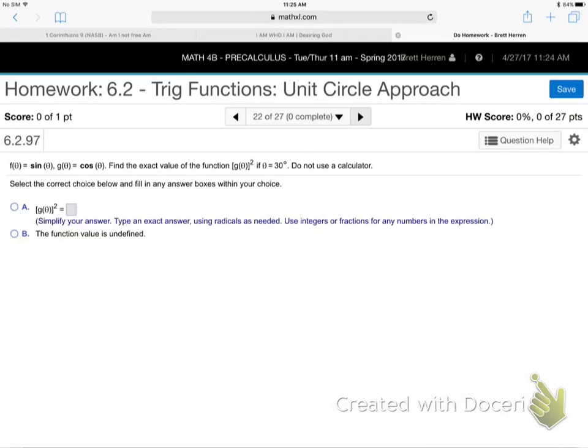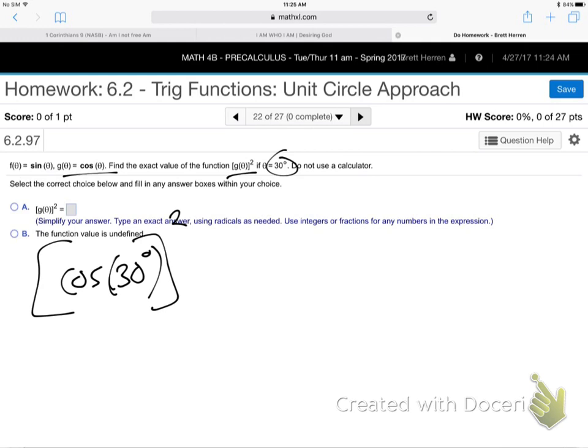So here we go. They want g of theta squared. Well, g is just cosine. I don't know why they keep putting in function letters. Anyway, they want cosine squared. And what's theta? 30. So we put in 30 there. So basically, long story short, they want cosine of 30 degrees squared. They want g squared, and g's cosine, and they're plugging in 30. So I have to first find the cosine of 30. Go to the unit circle.